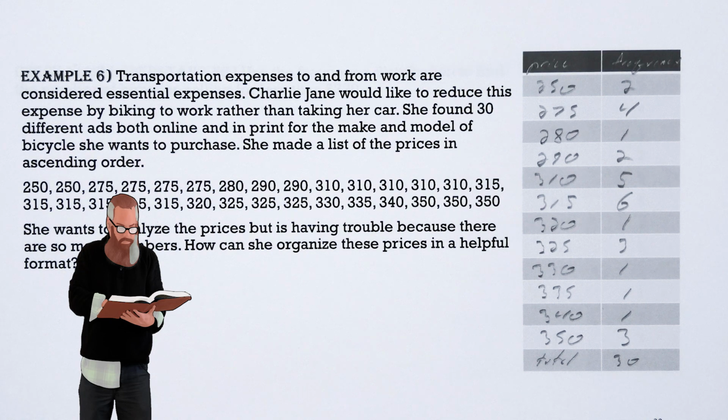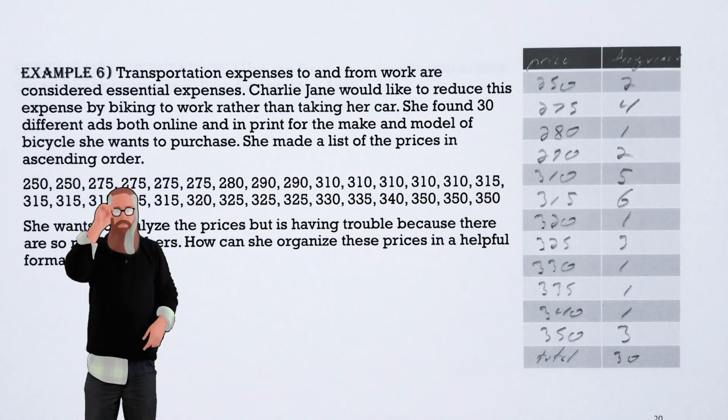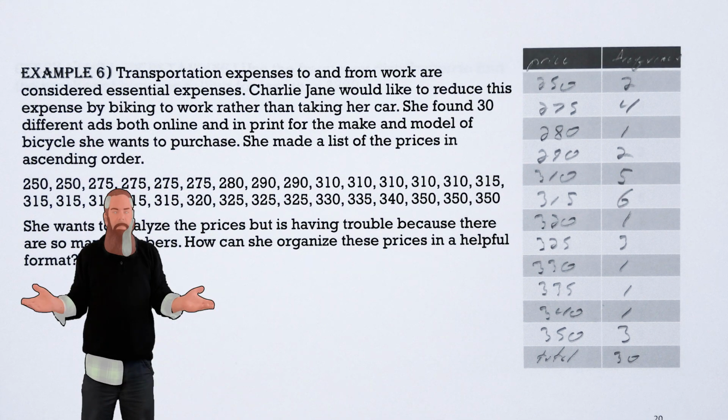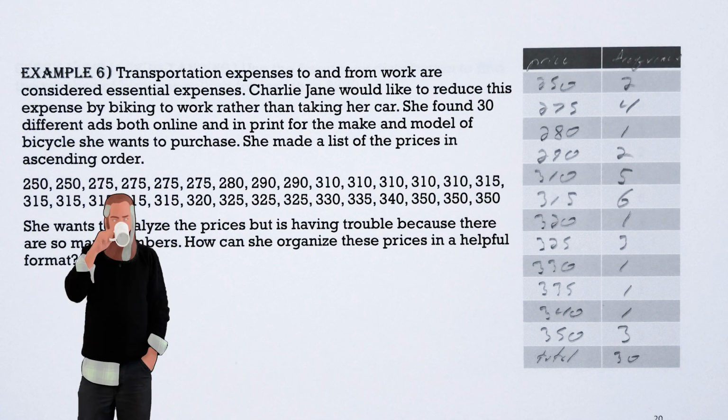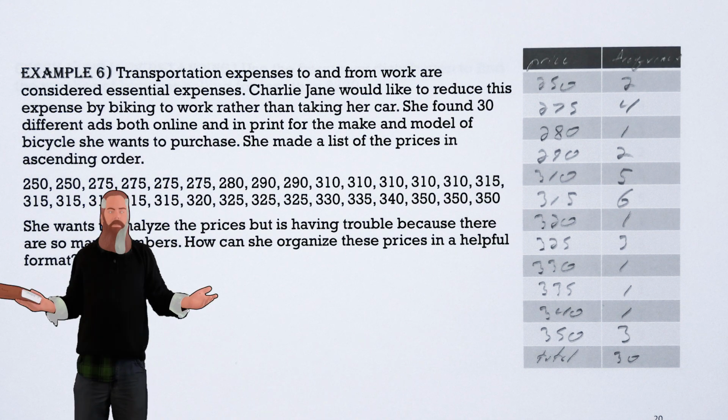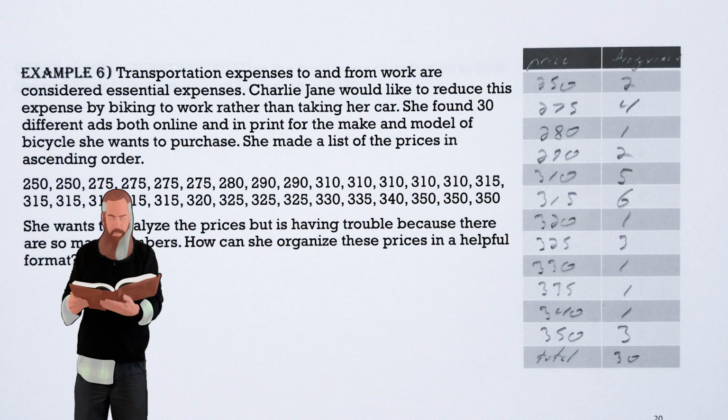She adds up the numbers in the frequency column to find the total frequency, which equals the number of prices of data in her data set. She wants to be sure that she did not accidentally leave out a price. Because there are 30 prices in the set, the sum of the frequencies is 30. Charlie Jane concludes her frequency distribution is correct.